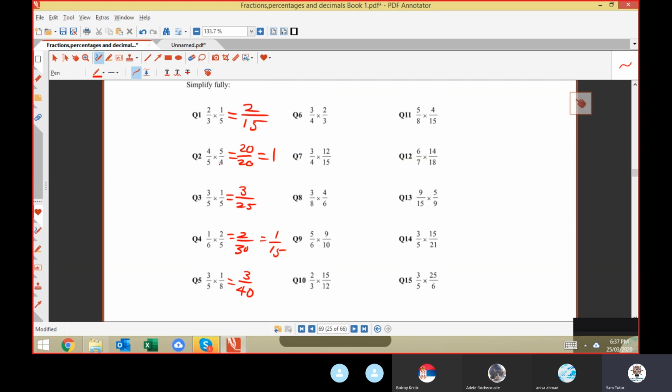So times is actually really easy. Back in primary school, when you were learning adding and subtracting, that was easy, and then multiplying and dividing was hard. With fractions, it's the exact opposite. Multiplying and dividing is really easy, but adding and subtracting requires a lot more work. So just keep that in mind.